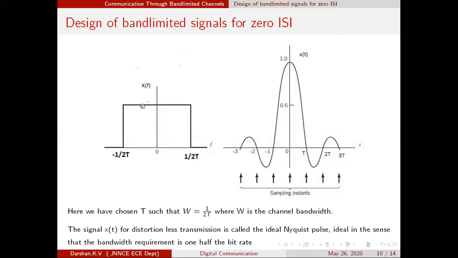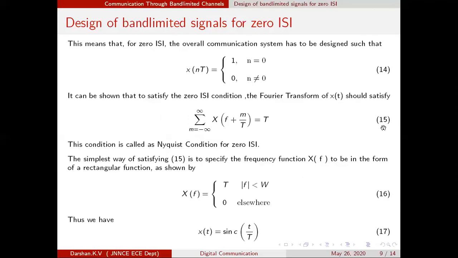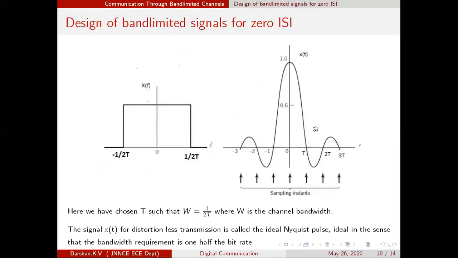The x of t has the Fourier transform which looks like this. This looks like a rectangular function. They will write RECT also for this x of f. I have not written it to keep it simple. Now this x of f is going to satisfy equation 15 also. That could be shown pictorially, but currently it is not necessary. You just trust me that it is going to satisfy the respective equations.